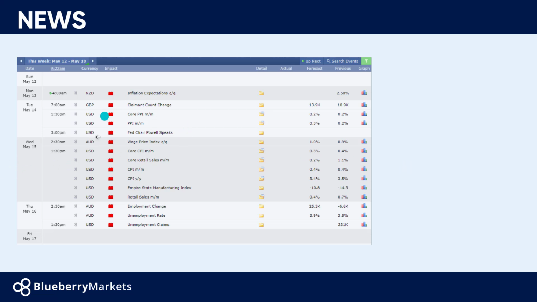Now we can see that we have lots of US dollar data this week, but I think the most important data is going to be that on Wednesday, where we've got this CPI event risk. Now we do have Federal Reserve Chairman Powell speaking the day before that, but what's important is what the Fed are looking for right now and what's been happening most recently.